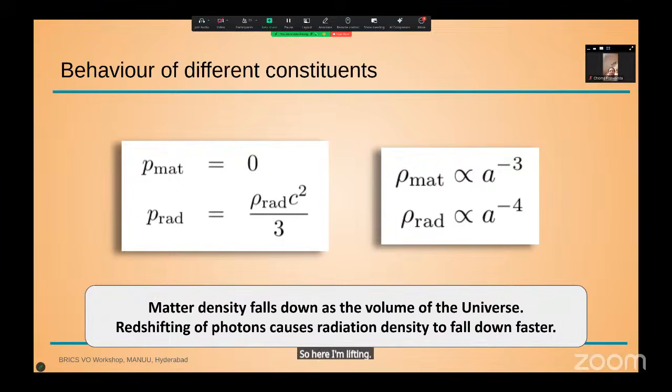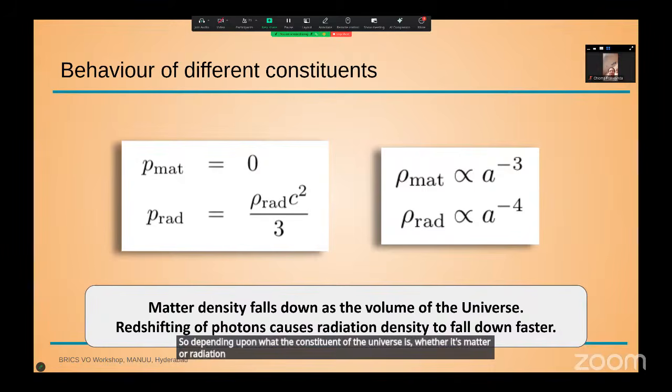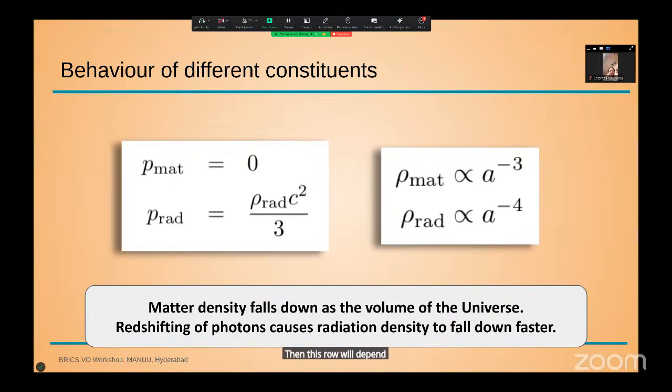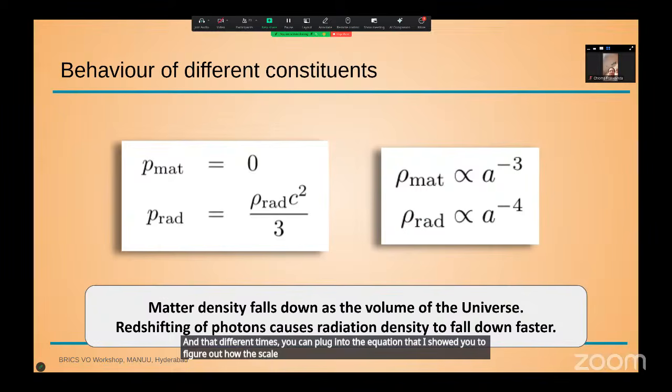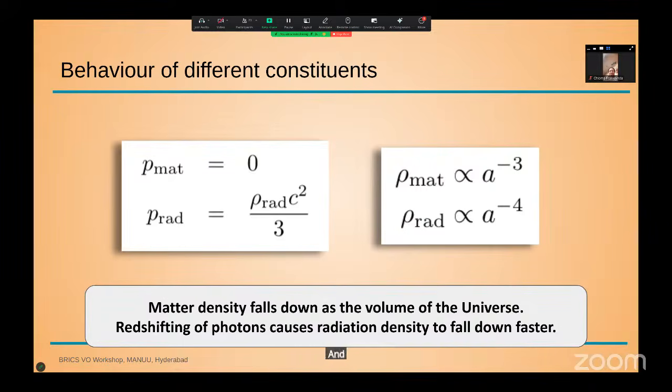Yeah. So depending upon what the constituent of the universe is, whether it's matter or radiation or some other thing, this rho will depend upon the scale factor. And that dependence you can plug into that equation that I showed you to figure out how the scale factor changes as a function of time. And that is very fundamental because if you know that, then you can calculate all these distances.